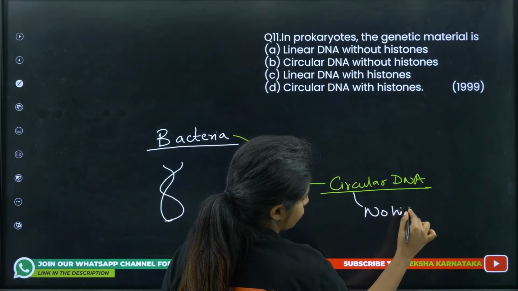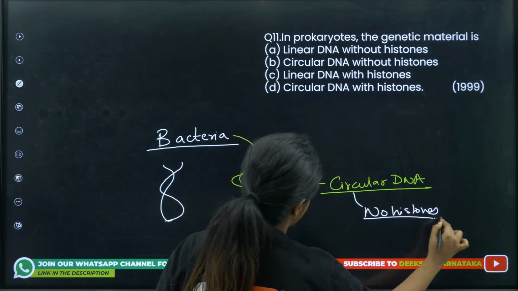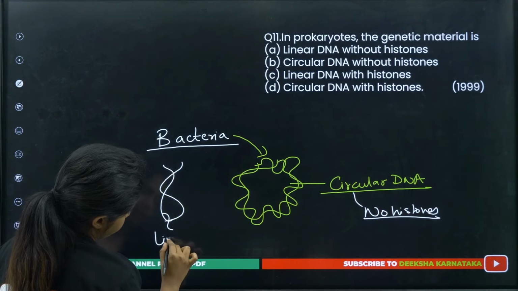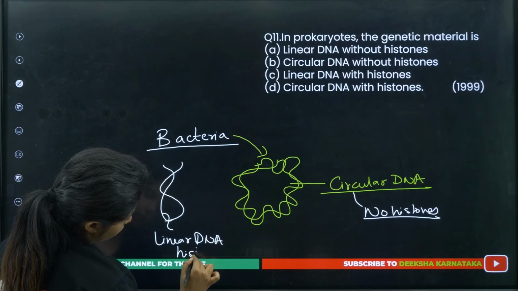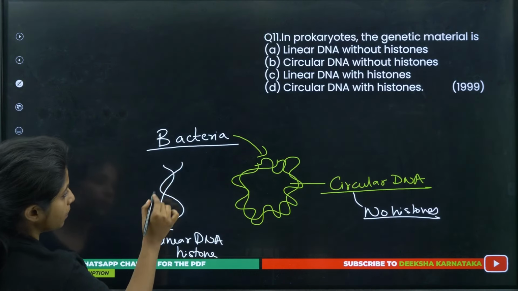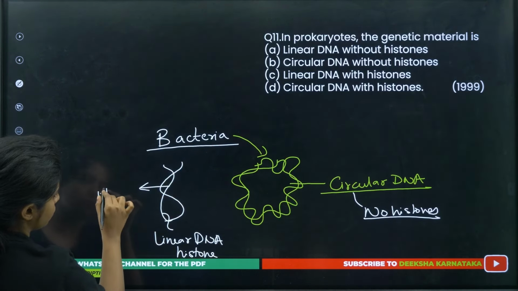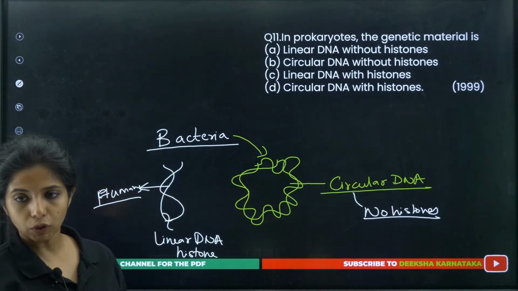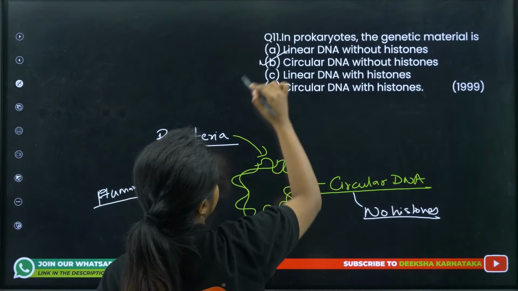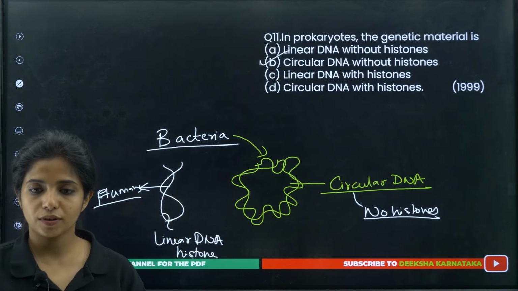No histones. But we have linear DNA, and we also have histone proteins because we want to make everything compact. So this is about humans, eukaryotes. I'll just write humans as of now. Cool. So circular DNA without histones.